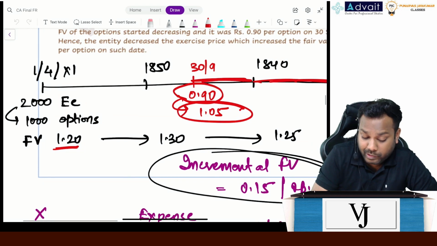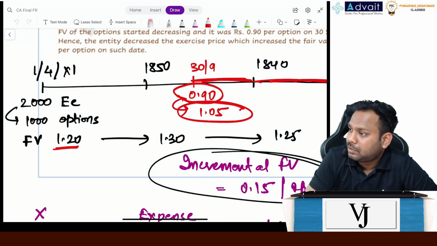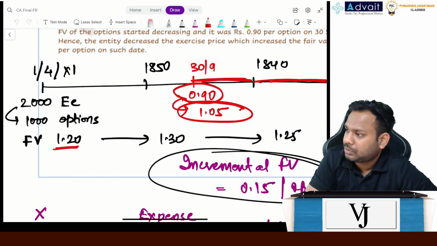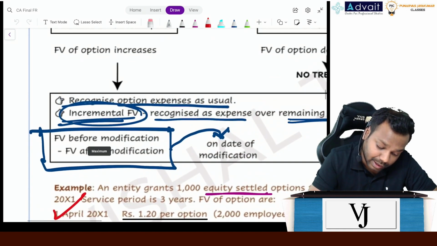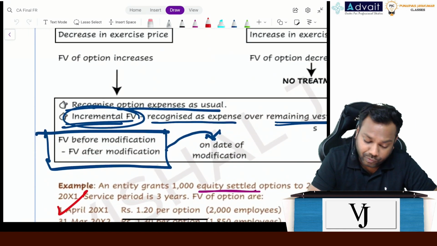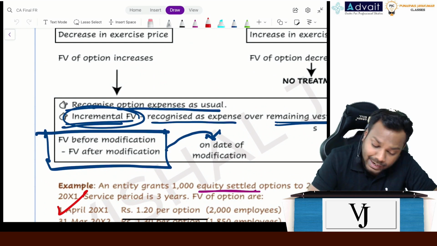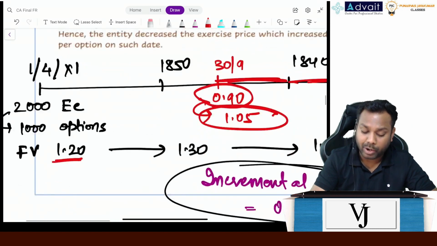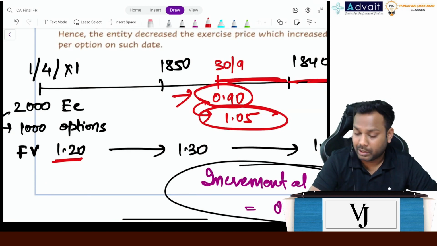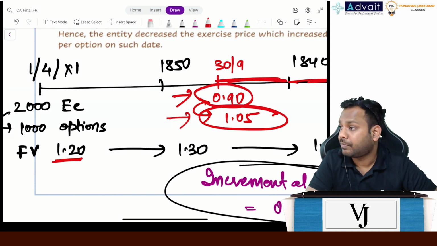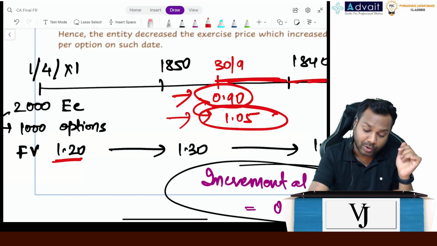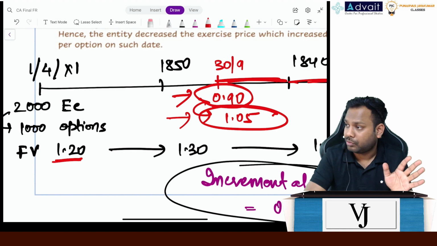It might have started decreasing in this year itself. No, tell me your question. See, read this point here. Incremental fair value means fair value before modification and after modification on the date of modification. So on the date of modification, this is the fair value before modification, this is the fair value after modification. Clear? So we will compare 0.9 and 1.05, not 0.05 and 1.2. No, we will not compare these two.